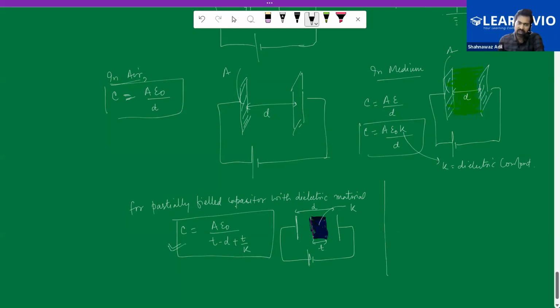But if it is filled with a conductor, then the capacitance is simply A epsilon naught by d minus t. Or t minus t, I guess. Let me check what is that.